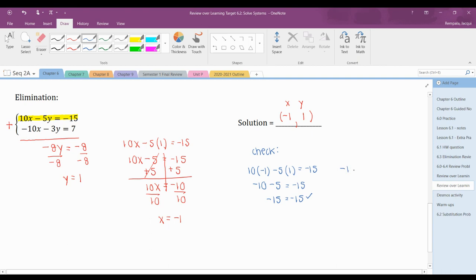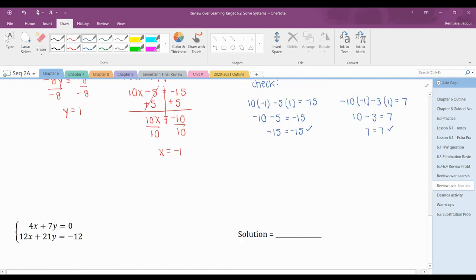If I go back to the bottom equation, we'll have negative 10 times negative 1 minus 3 times positive 1, and we want this to equal 7. Well, negative 10 times negative 1 is positive 10. We'll have negative 3 times 1, which is negative 3. And notice that 10 minus 3 will get us 7. So it checks out. We know that this ordered pair, negative 1, 1, is our solution.